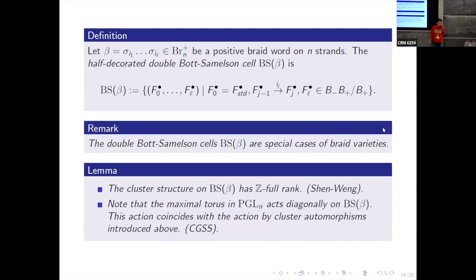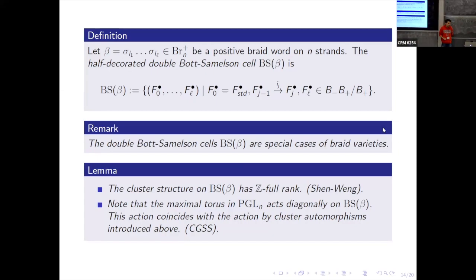And these double Bott-Samelson cells are special cases of braid varieties. And if I have time, I will go to braid varieties and what we know about them. But in general, in my experience, braid varieties are much wilder than double Bott-Samelson cells. So this cluster structure has full rank. So we are in the setting that we want to be.